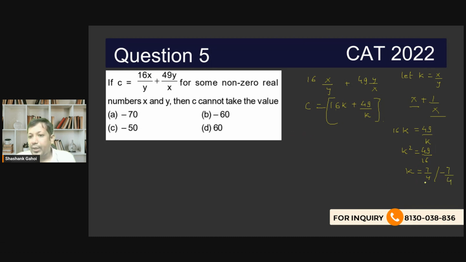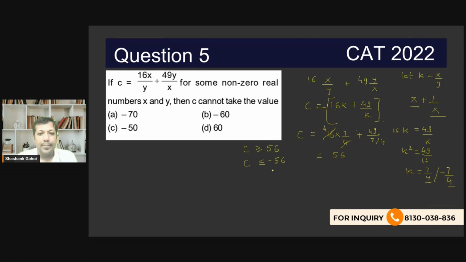If k is positive, this will give the minimum value. If k is negative, this will give the maximum value. So I'm just going to plug in 7 by 4. So c is equal to 16 into 7 by 4, this is 4, plus 49 upon 7 upon 4. So this comes out to be 56. So basically I can say if k is positive, then c is greater than or equal to 56. If k is negative, then c is less than or equal to minus 56.